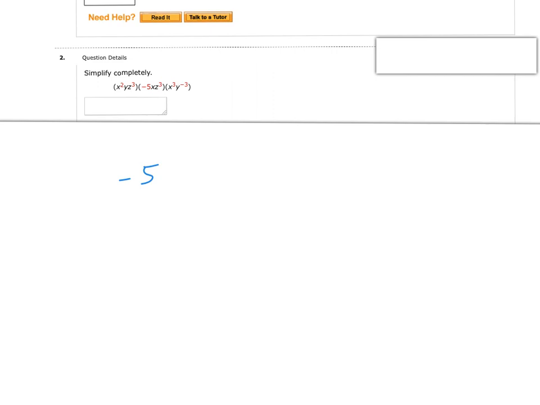Now I'm going to add all the exponents. For the x's, I got squared. This one's really a first power, and then this one's a third power. So 2 plus 1 plus 3 is 6. For the y's, I have 1 there, and then I have negative 3 back here, so 1 plus negative 3 is negative 2. And for z, I got 3 and 3, so that'll be z to the 6th.